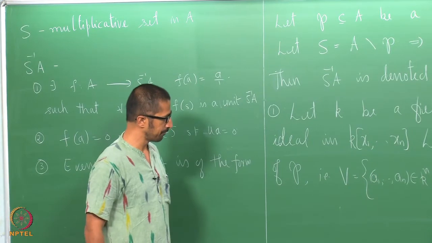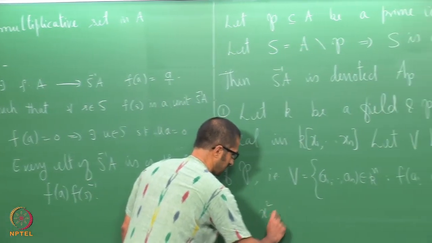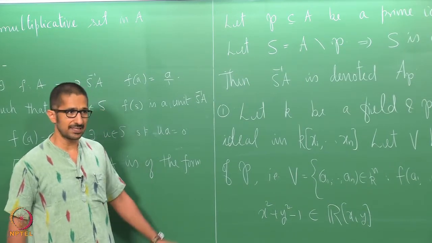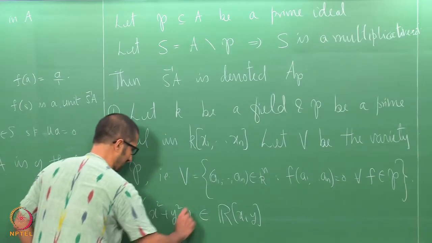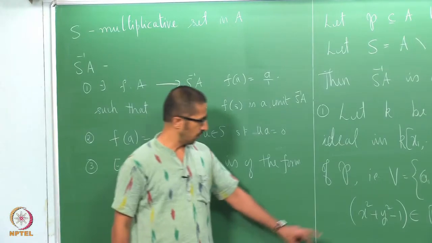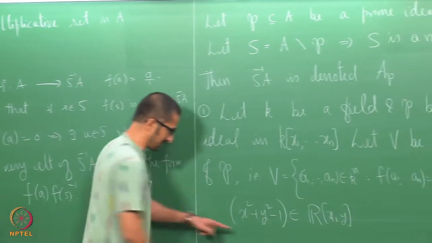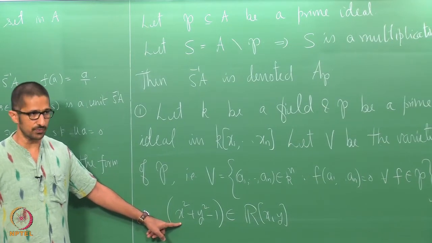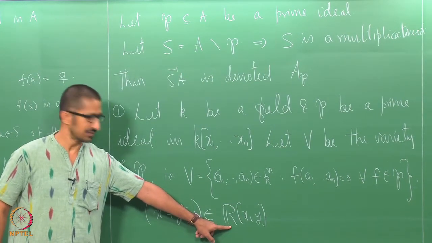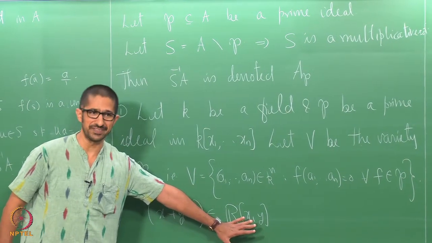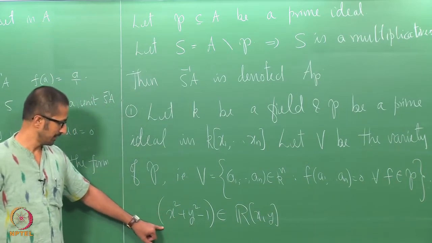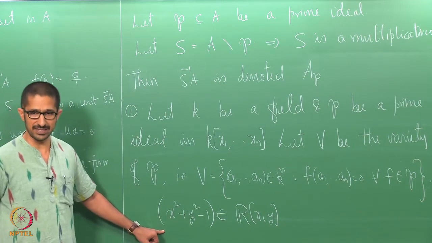So, let us look at a simple example. I take the ideal generated by x squared plus y squared minus 1 in R[x, y]. Okay. Can you tell me what are the elements in R^2 such that the variety corresponds to this ideal? So, this is a prime ideal. This is an irreducible element, though one needs to prove this. And it is a UFD. Okay. So, therefore this is prime, and if this is prime, the ideal generated by this is a prime ideal.